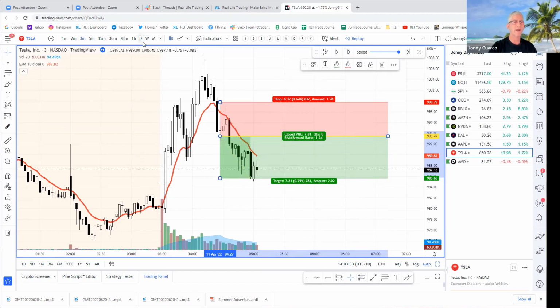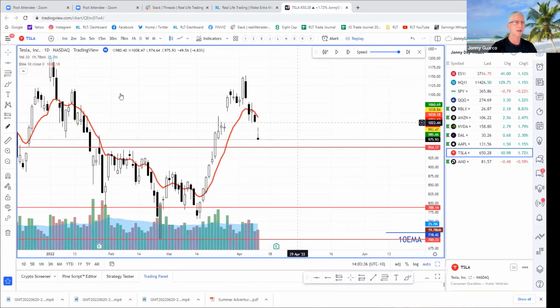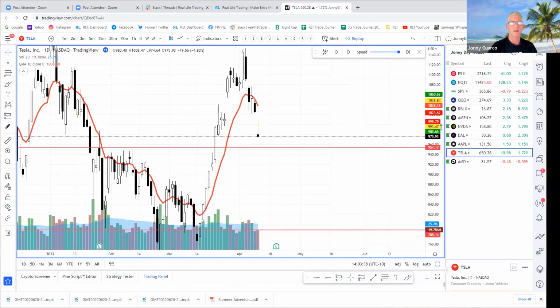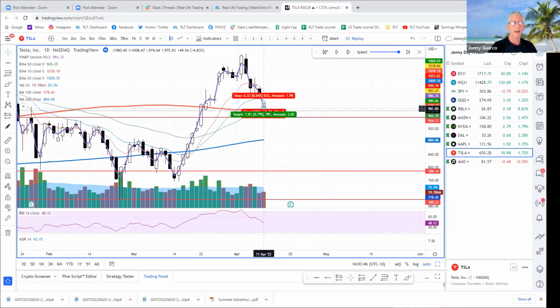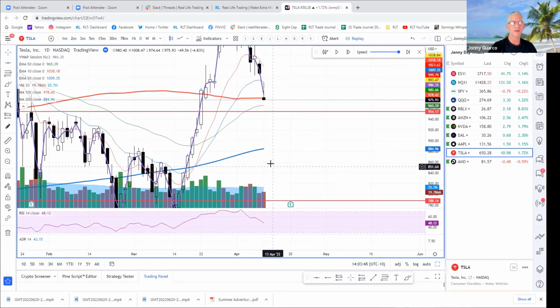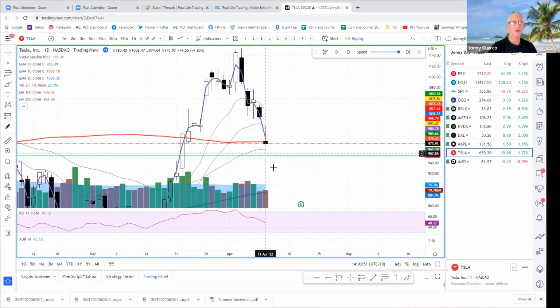So you can see back on the chart, what we did here is Tesla gapped down, had a pretty nice retest. Let's throw all the EMAs on there. Had a nice retest of the 20 in this case, and then just continued down the rest of the day. So that was just a quick little tutorial.